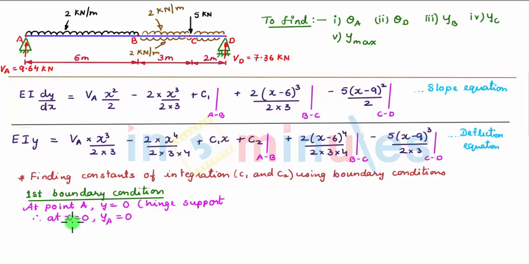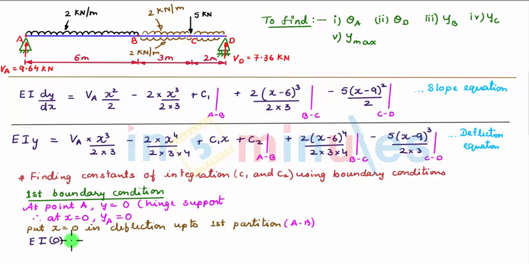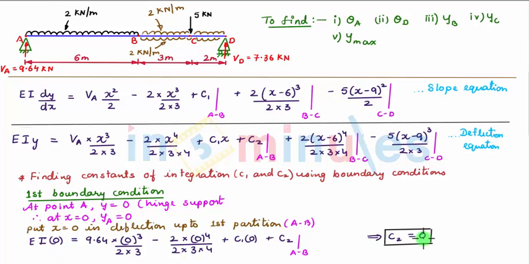Now substituting this x is equal to 0 and y equal to 0 in this deflection equation, and considering the equation up to first partition, since the equation up to first partition is valid between point A and B, we have EI into YA, which is 0, is equal to, your VA is 9.64 kilonewton, so we have 9.64 into 0 cube upon 2 into 3 minus 2 into 0 to the power 4 upon 2 into 3 into 4 plus C1 into 0 plus C2. So upon solving this, we get the value of C2 as 0. Now let's find out your C1.